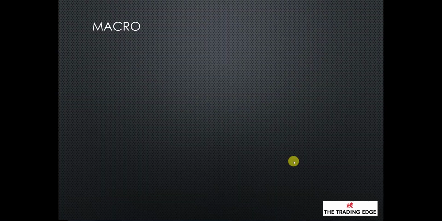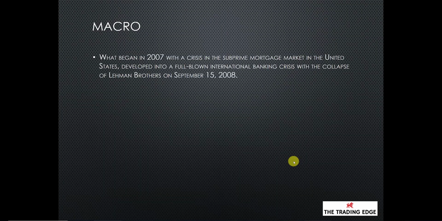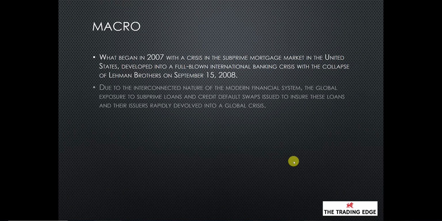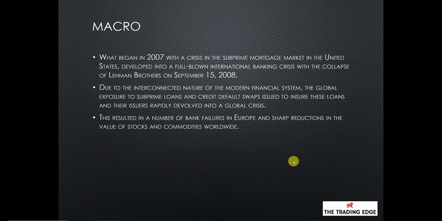So, the macro. 2007, it began as a crisis in the subprime mortgage market in the States, but developed into a full-blown banking crisis when Lehman went under on September 15. And due to the interconnected nature of the financial system, the global exposure to subprime loans and CDOs and CDSs and all the likes, the CDS squares, to ensure these loans rapidly devolved into a global crisis. Everyone had this toxic debt on their books.